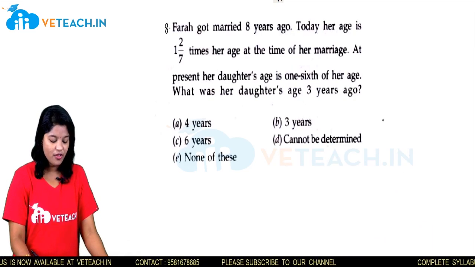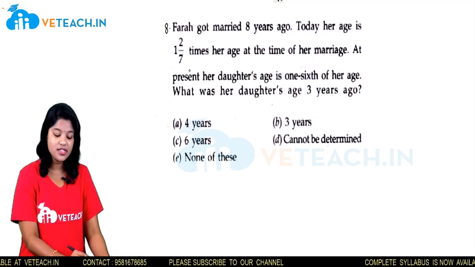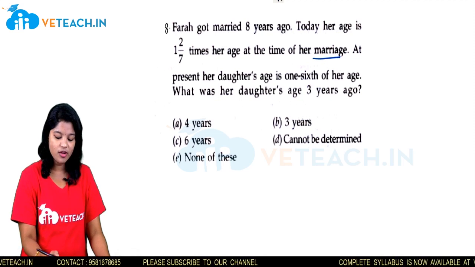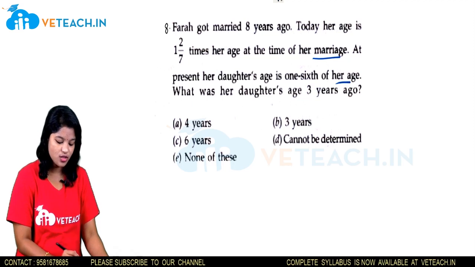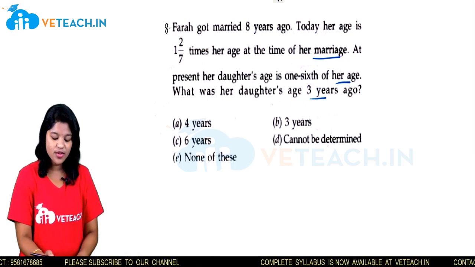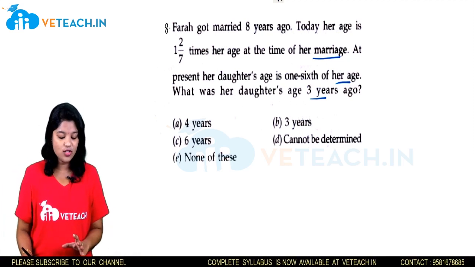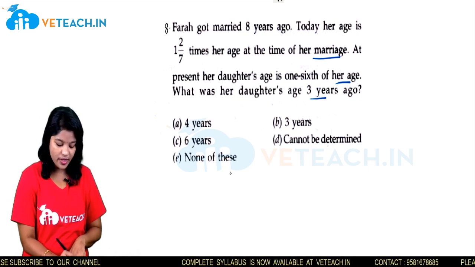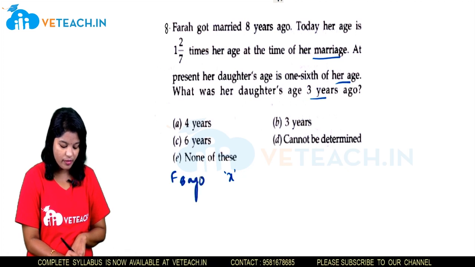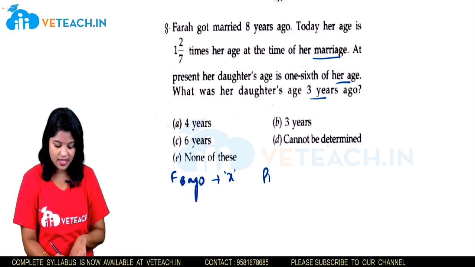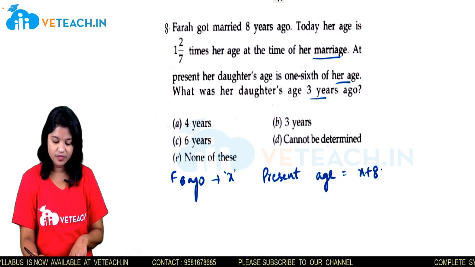See the next question. Farah got married 8 years ago. Today her age is 2 by 7 times her age at the time of her marriage. At present her daughter's age is 1/6 of her age. What was her daughter's age 3 years ago? So first we will consider the age of Farah 8 years ago be X. So now her present age will be simply X plus 8.